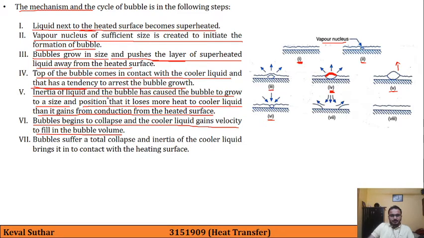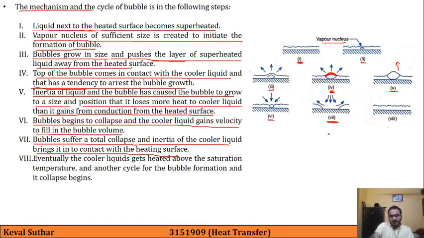So here in the seventh stage, bubbles suffer a total collapse, as it can be seen here, and the inertia of cooler liquid brings it in contact with the heated surface. So now because of the complete collapse, the cooler liquid is in direct contact with the heating surface, and the eighth stage here is exactly similar to stage number 1.